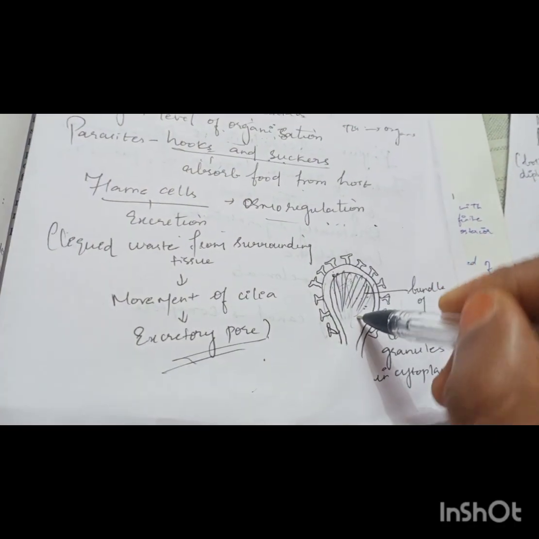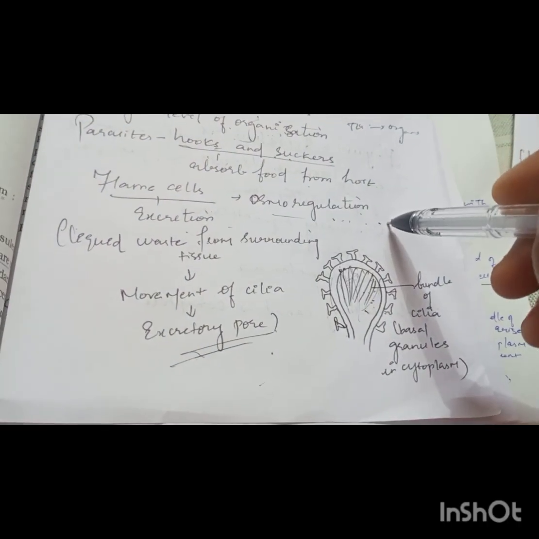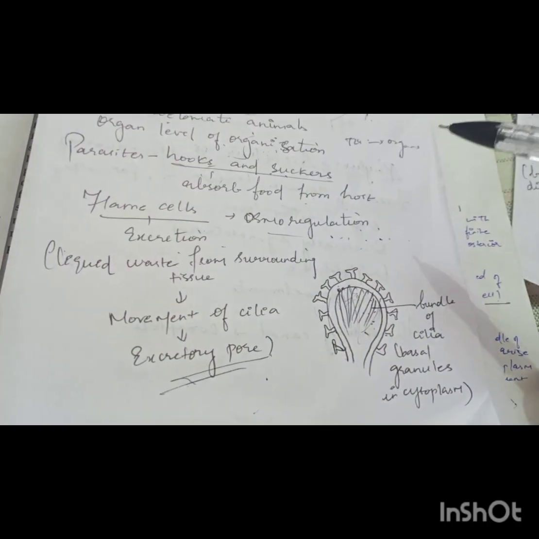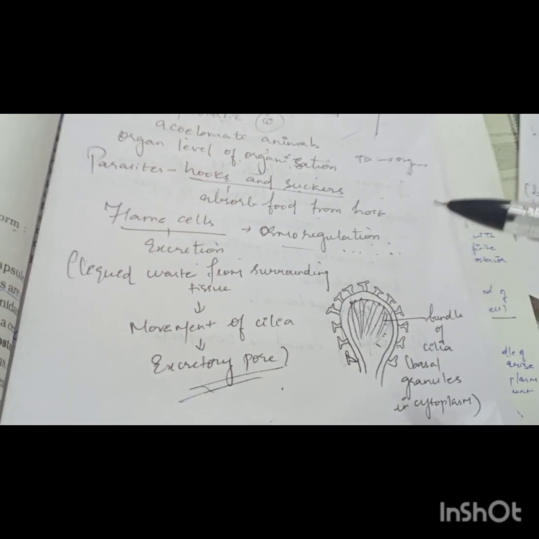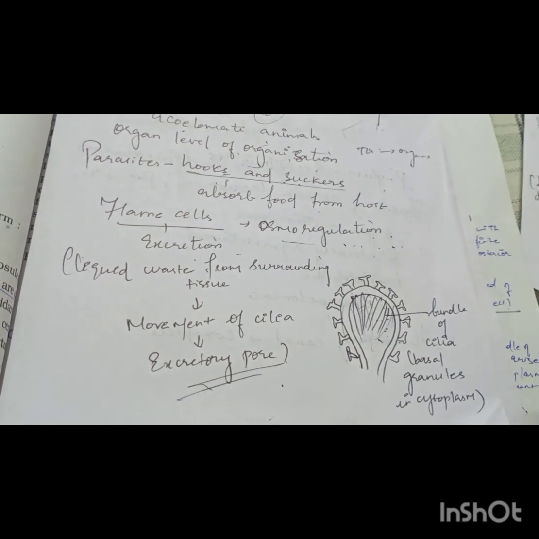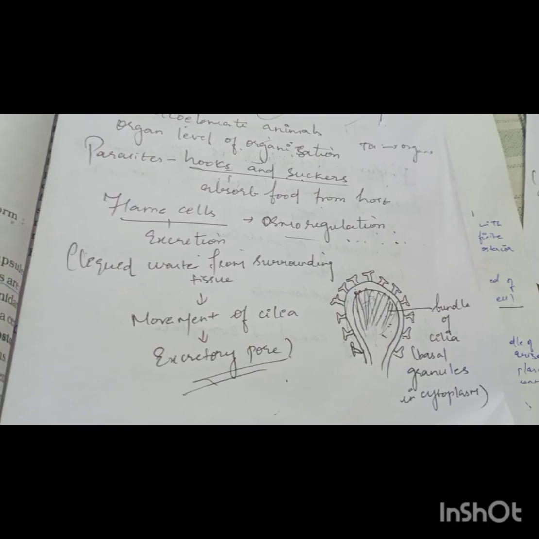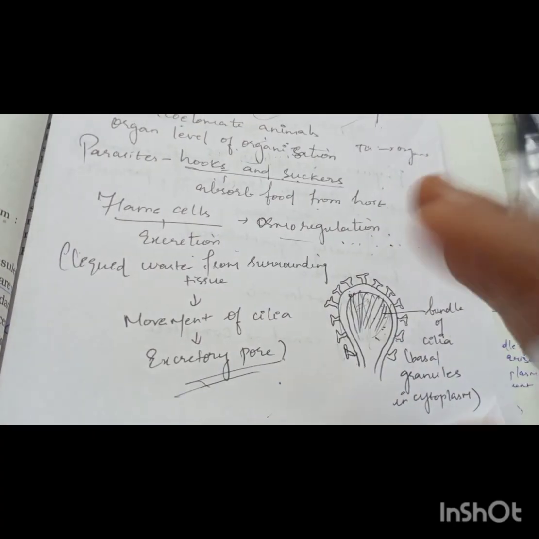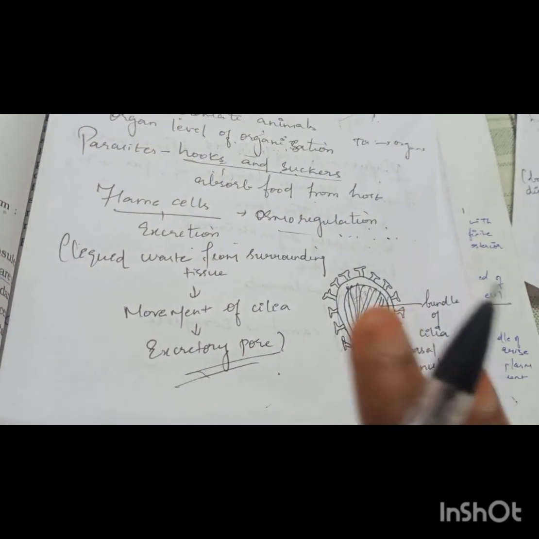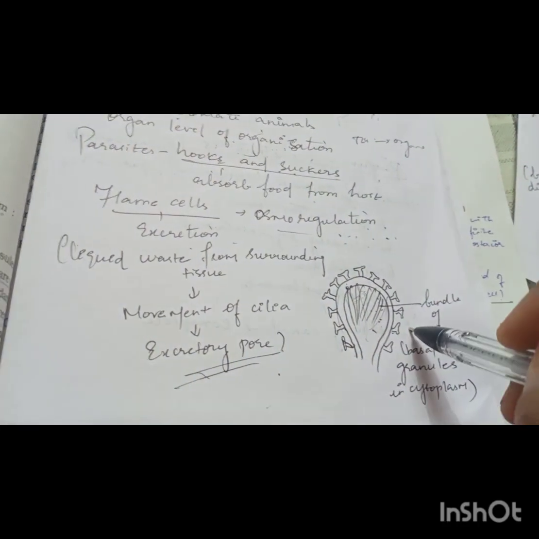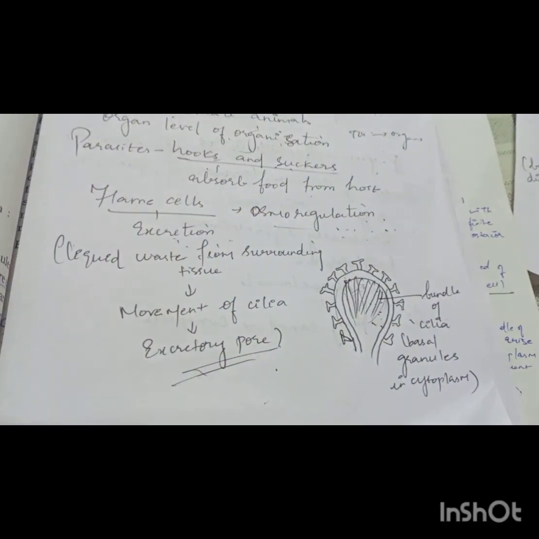So these flame cells help to maintain the body balance, that is osmoregulation. Actually it's a water balance, since it is an aquatic organism. The cells should be protected from being dehydrated or spoiled by water. It has to maintain a proper balance of the liquid both inside and outside its body. That is done by these flame cells, and it also helps in the excretion of waste from the body.